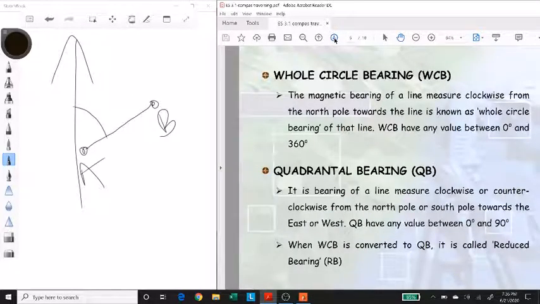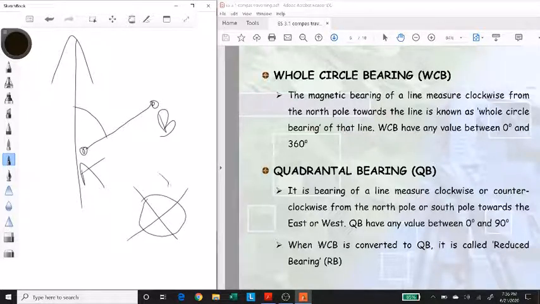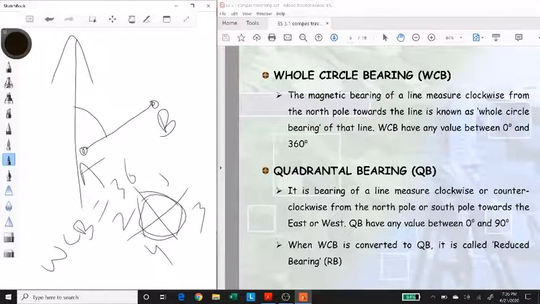Now, the whole circle bearing and the quadrantal bearing. The difference is that the whole circle bearing covers a whole 360 degrees, while in quadrantal bearing, we convert the whole 360 into four quadrants. So that means in one quadrant, the maximum angle that you can get is 90 degrees, while in whole circle bearing, you get 360 degrees, and in quadrantal bearing, you get 90 degrees.